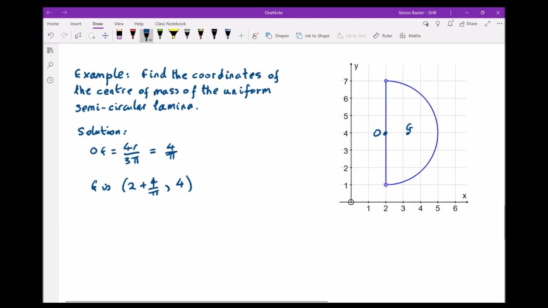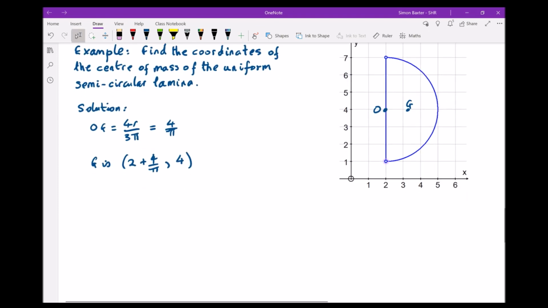The results that you've seen today are in your maths textbook M2 on pages 39 to 44.